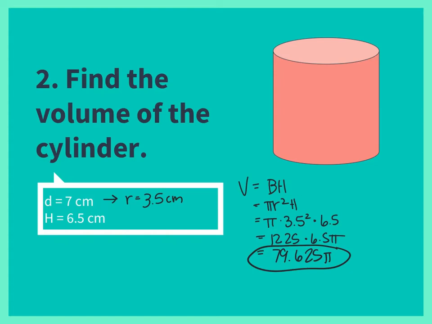You should notice in both these examples we've left our answer in terms of pi. I never hit the pi button on my calculator. I haven't used the approximation of 3.14. You want to always leave your answer in terms of pi unless you are specifically told to estimate or to not leave it in terms of pi.